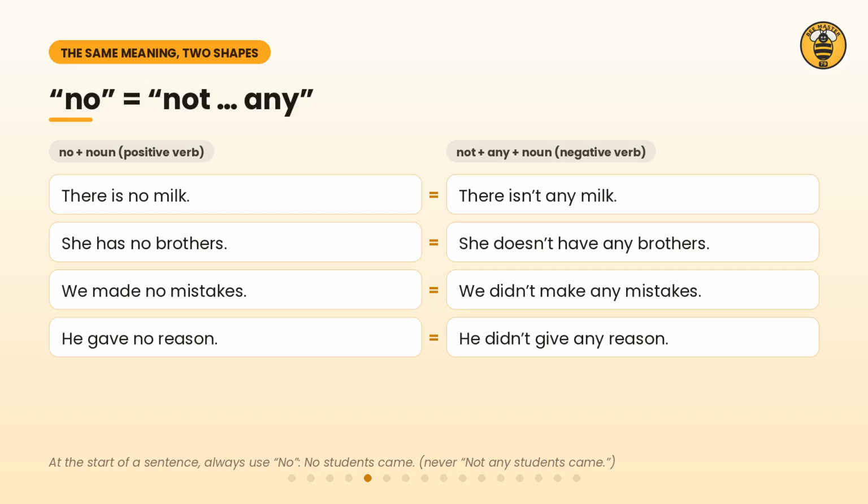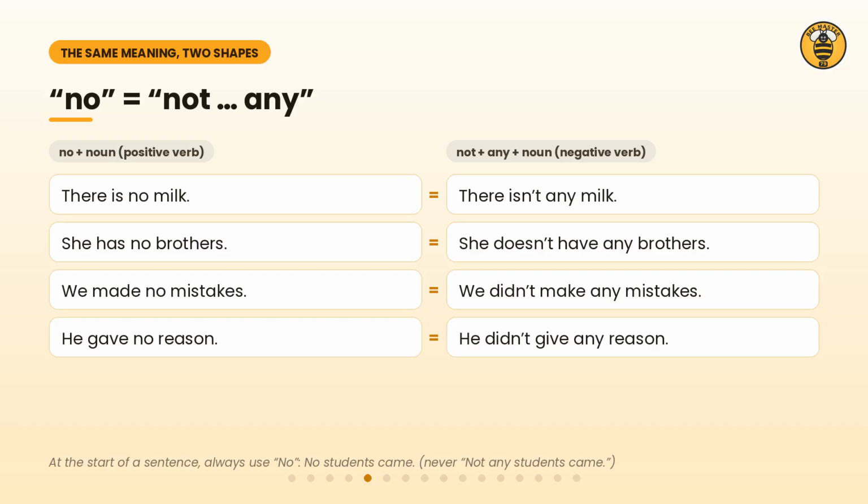Every no sentence has a not any twin. They carry the same meaning, so once you can build one, you can build the other. Listen to each pair. There is no milk. There isn't any milk. She has no brothers. She doesn't have any brothers. We made no mistakes. We didn't make any mistakes. He gave no reason. He didn't give any reason.